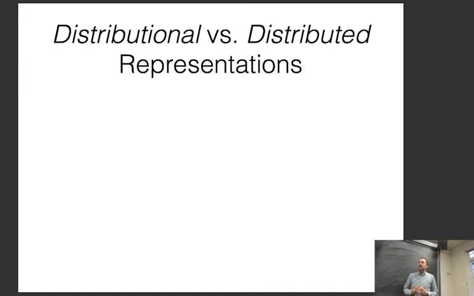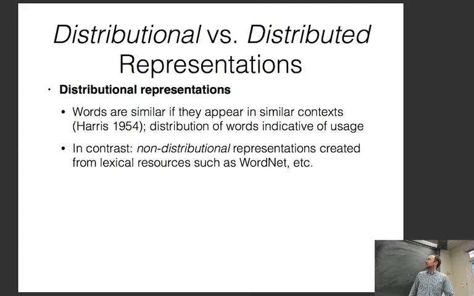One thing that was in the reading materials, but I didn't feel was put out really clearly there, is the difference between distributional and distributed representations. I actually didn't understand this very clearly for a while, but they're completely different things. Distributional representations are representations that are calculated based on the distribution of the words in a corpus. This is based on the distributional hypothesis that the distribution of words indicates their usage.